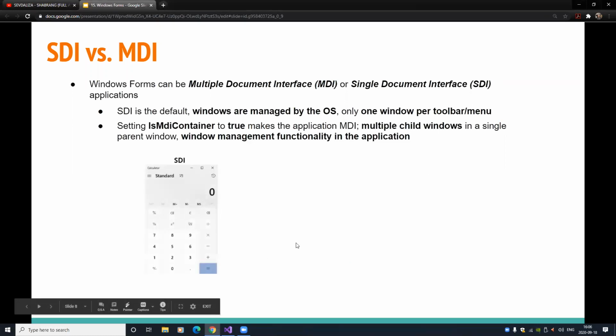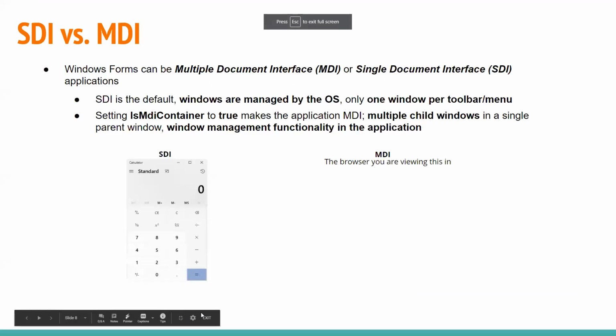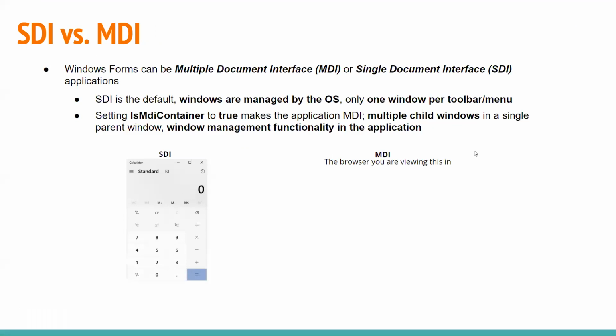An SDI has one window per toolbar, and an MDI manages its own windows and its own sort of tabs. Okay, so that's the primary difference. Actually creating an MDI, there are some technical little things that we're going to explore. That will be the last bit for this, I think, and then we'll go on to console-based applications.